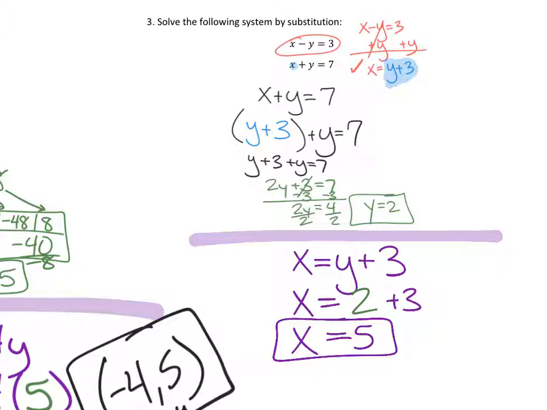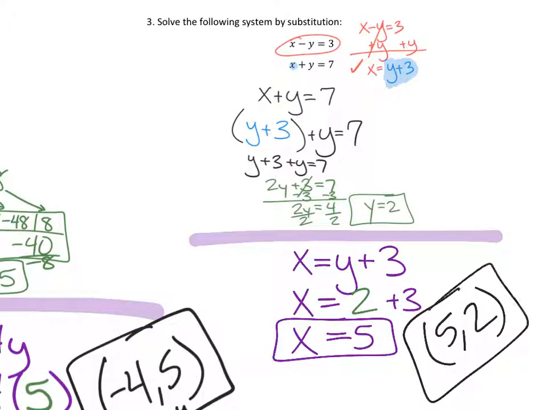And then you put it in a coordinate. Which one goes first? 5. 5, comma, 2. That is the coordinate of the solution. Again, if we were to graph these, that would be where these two lines crossed. If we were to plug this x and y back into both equations and check to see if it's correct, just like we did last class, it would be correct.